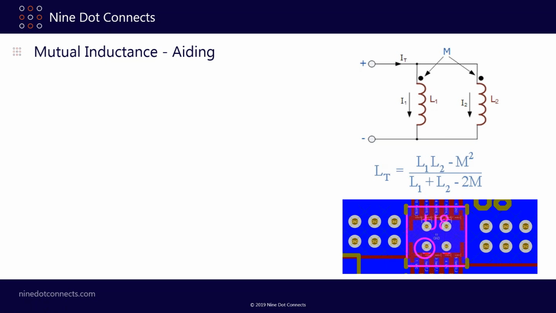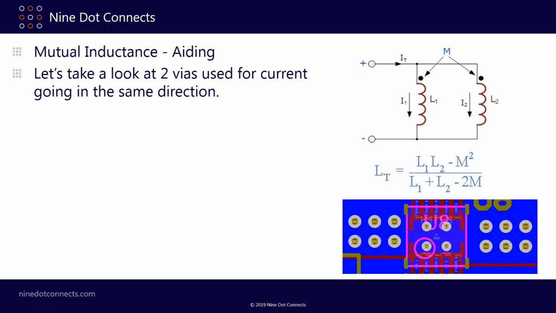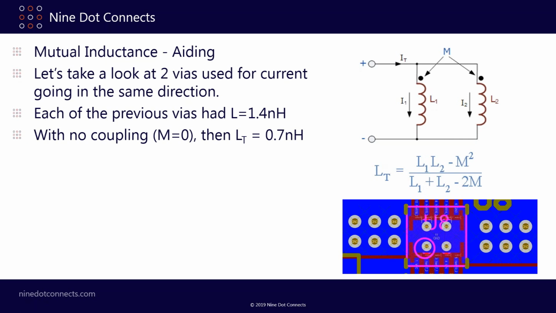And I gave you an example down here where we have a bunch of ground vias underneath the IC. We have them underneath, and we have them to the left, and we have them to the right. Now we're going to take specifically two vias used for current going in the same direction through the vias. Now remember, each of the previous vias we talked about had an inductance of 1.4 nanohenries. And with no coupling, because of the parallel equation, because they're the same inductance, the total inductance is only 1/2 of the individual inductance, so 0.7 nanohenries.